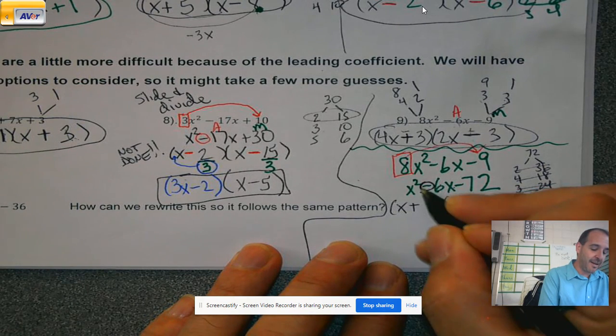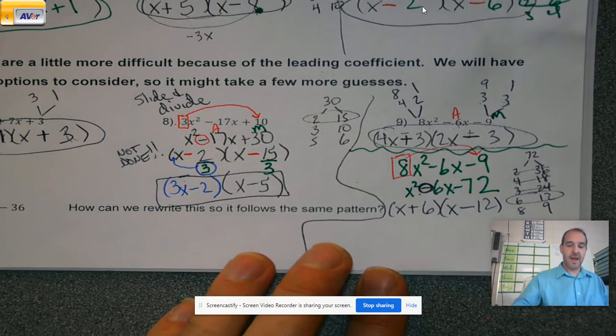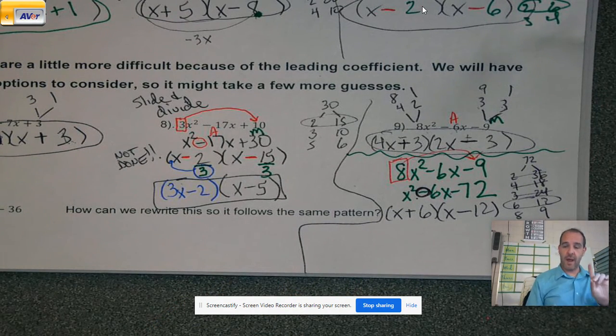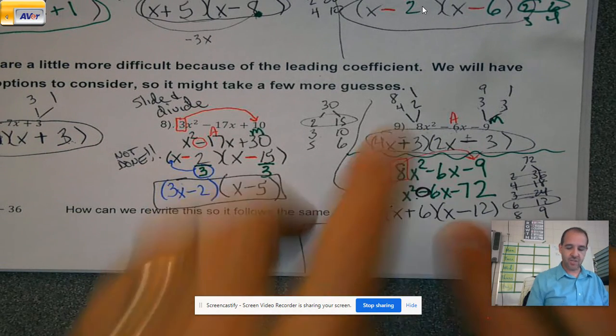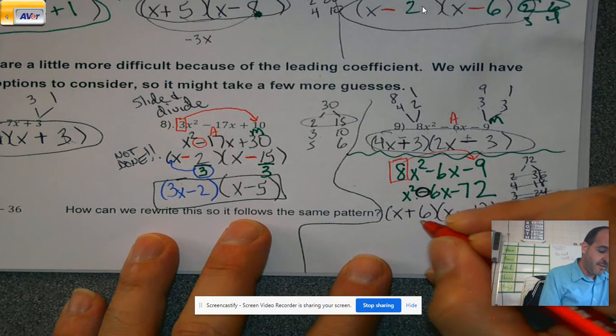Bigger sign. The bigger number gets this sign, so the 12 gets the bigger. Now, before you pat yourself on the back and circle it, wait, we're not done. Last I checked, x times x doesn't get me 8x squared. So we have that last piece to do, the divide part.